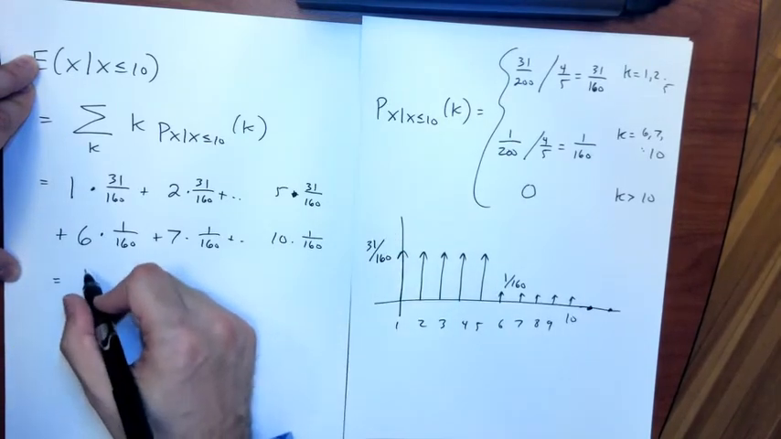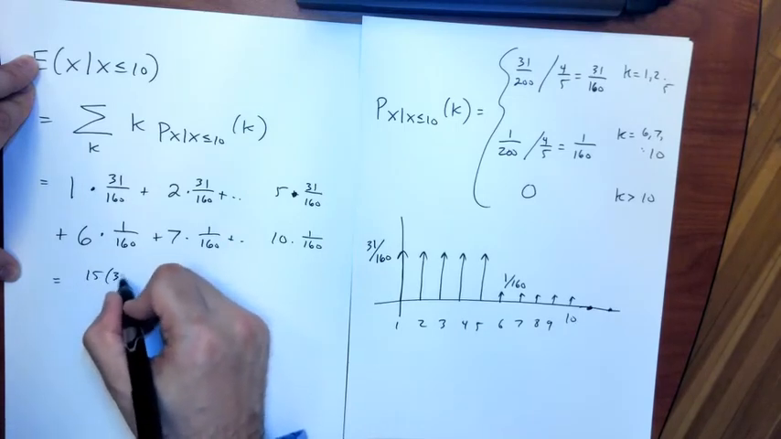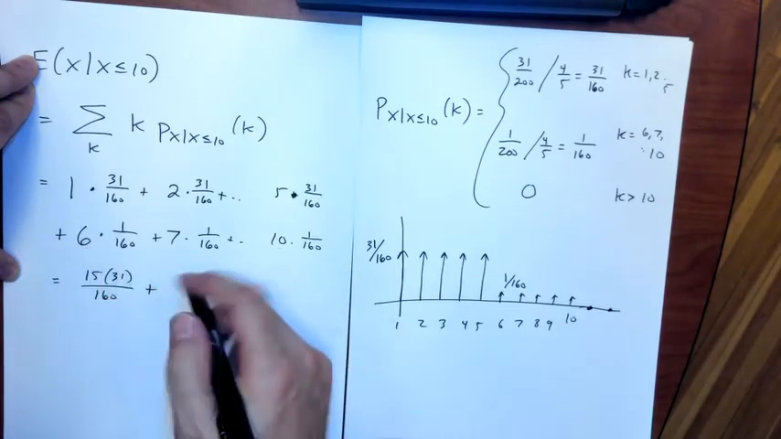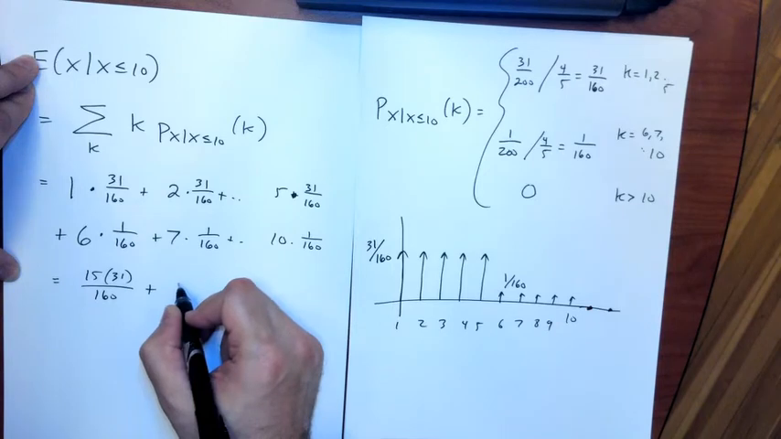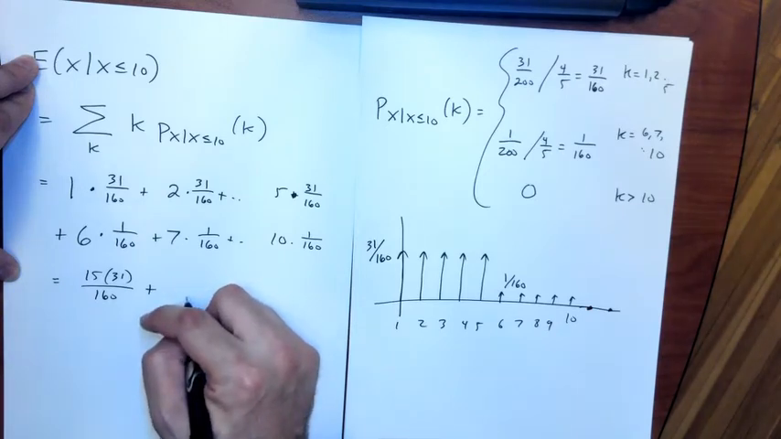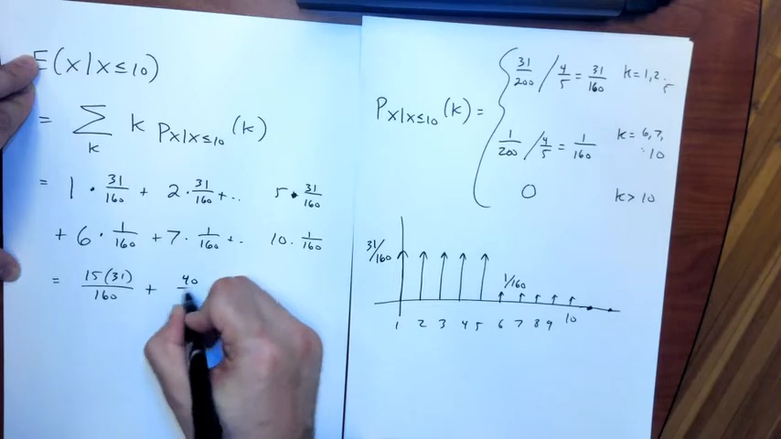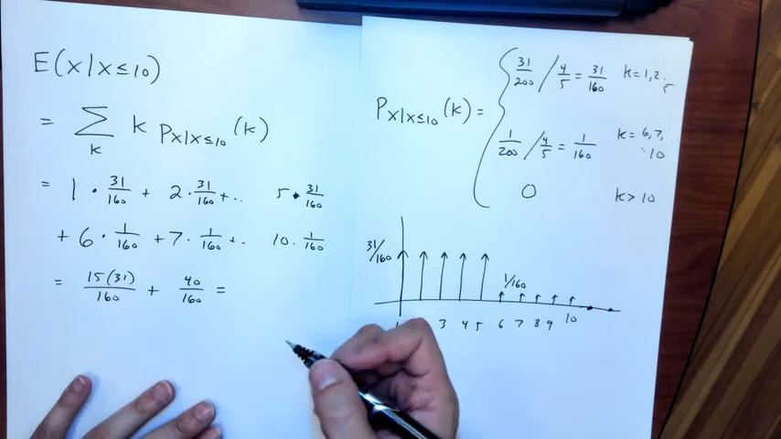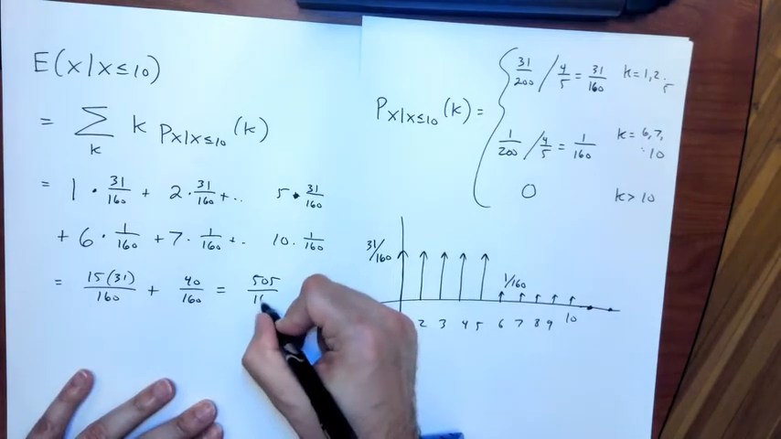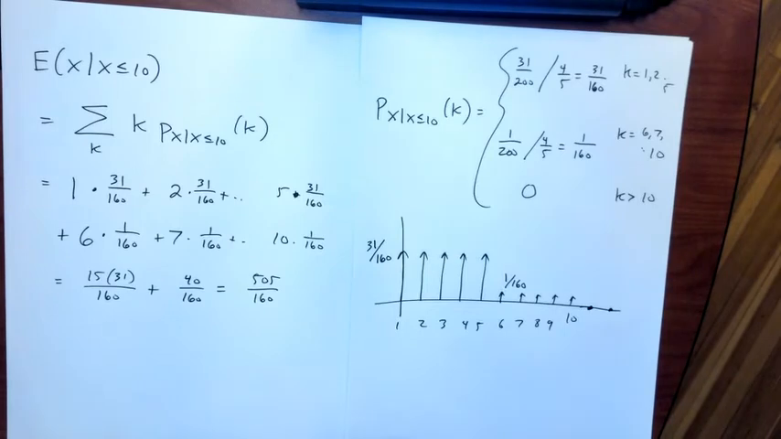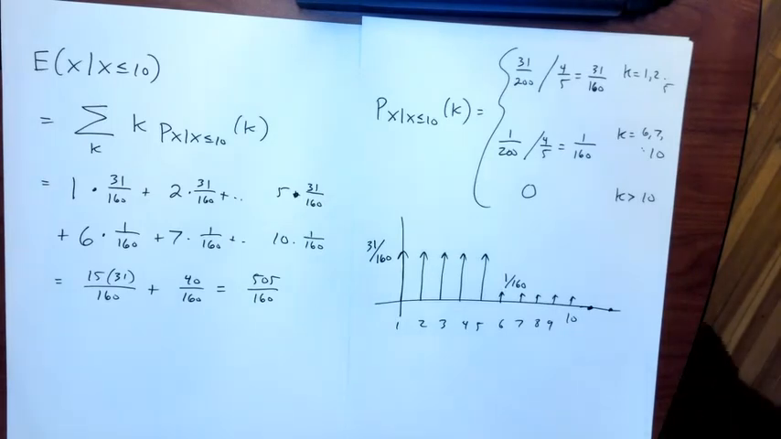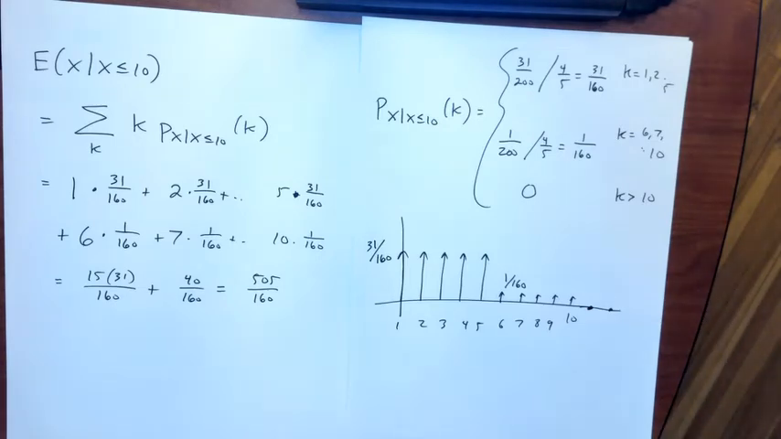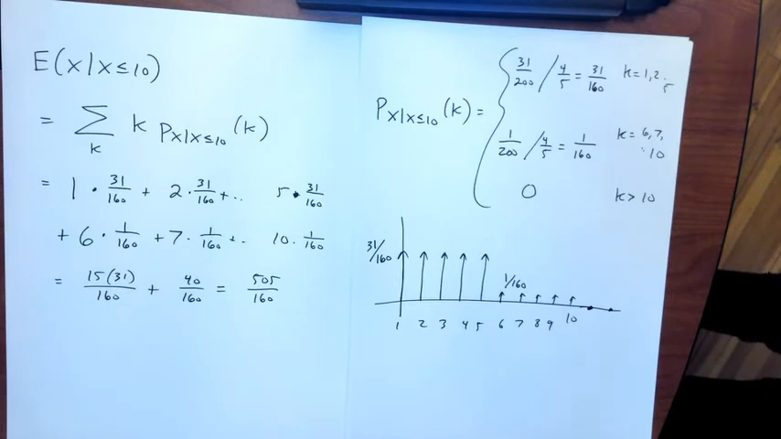So in this case, that's like saying I would have 15 times 31 over 160 plus 6 plus 7 plus 8 plus 9 plus 10, whatever that is, it's going to be 16. 16 is 32 plus 8 is 40. And so I'm going to get whatever that number turns out to be, 505 over 160. Right? So we're just using the same definition of expected value here, just on this new PMF.